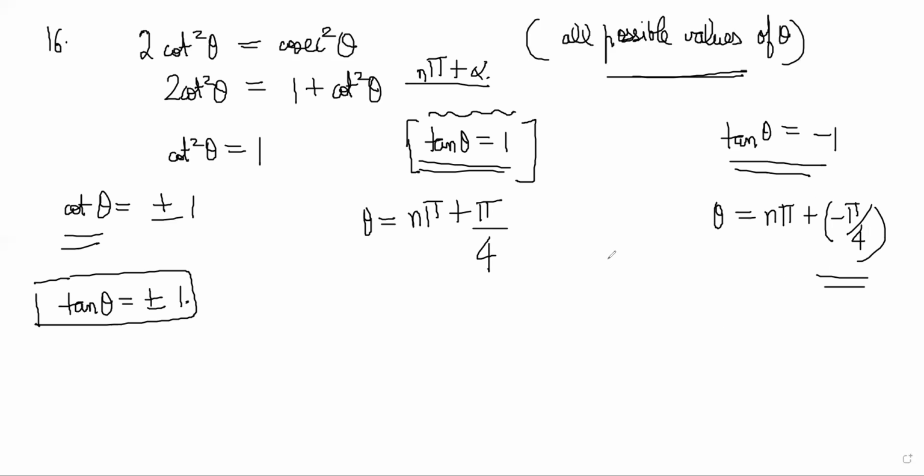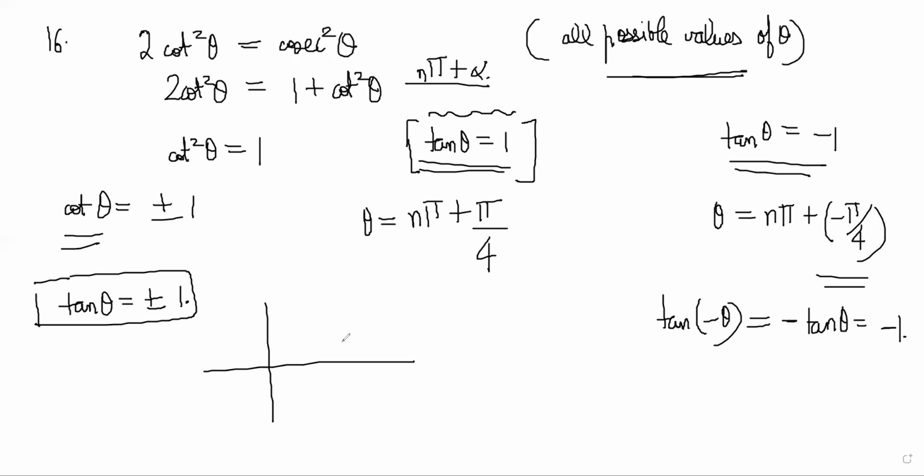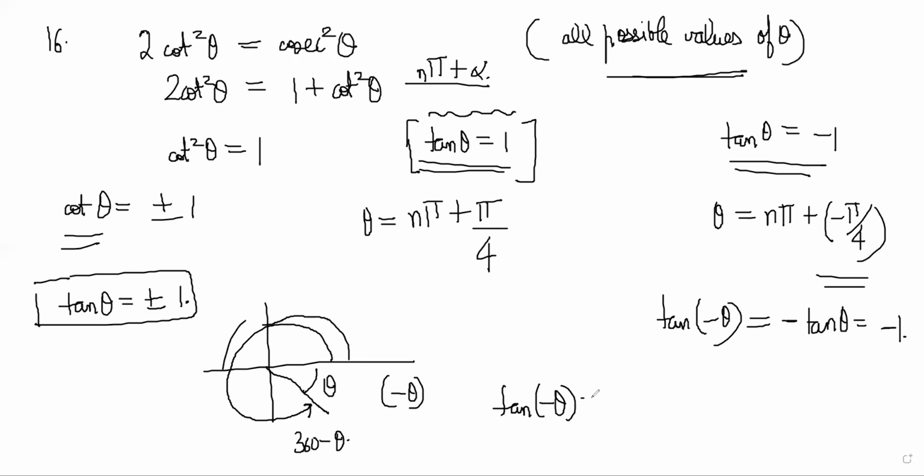You can convince yourself that tan of minus theta is equal to minus tan theta. If it was pi by 4, it will become minus 1, so minus pi by 4. Why is that so? Tan of minus theta: go theta distance in this direction, this is your minus theta angle. Think of it as 360 minus theta, the anti-clockwise angle. So tan of minus theta is the same as tan of 360 minus theta.